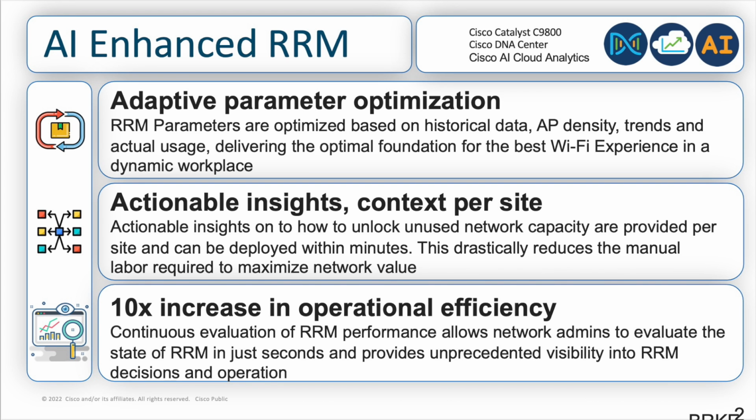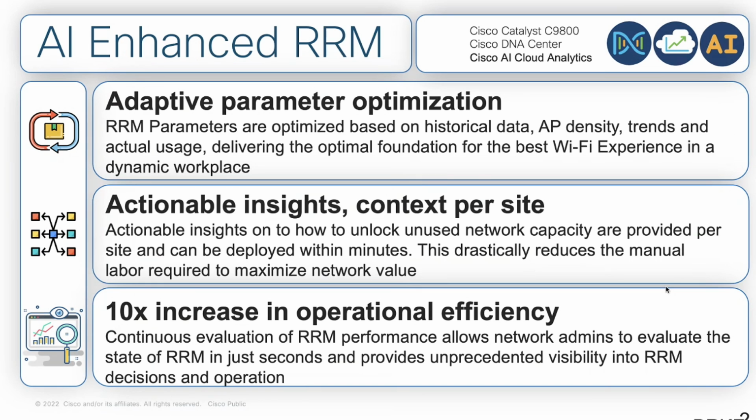AI enhanced RRM. Unless you've been under a rock, Cisco released AI enhanced RRM, and it gives us the ability to analyze all of our telemetry in Cisco's AI cloud. And what that means now is instead of 10 minutes of data, I'm looking at 14 days or more of data, and I'm able to look at trends. I'm able to look at your busy hours. I'm able to do adaptive parameter optimization during different periods of time under differing load conditions. Actionable insights, context per site.